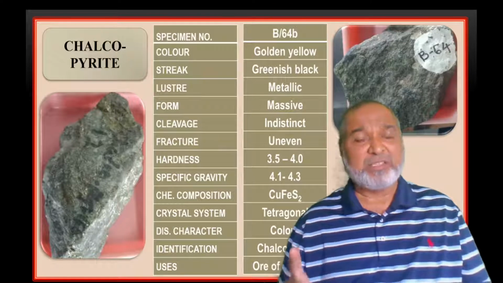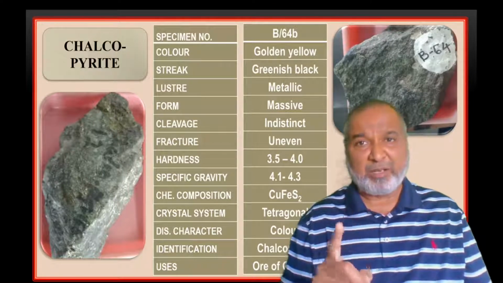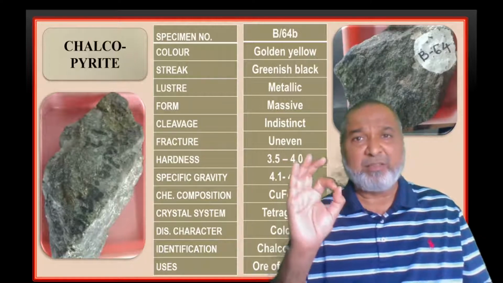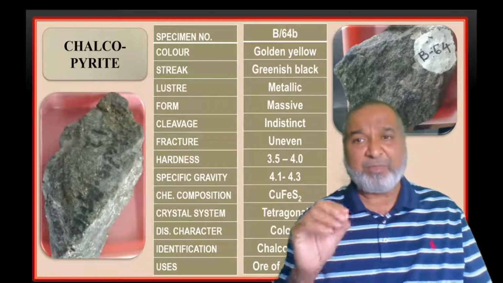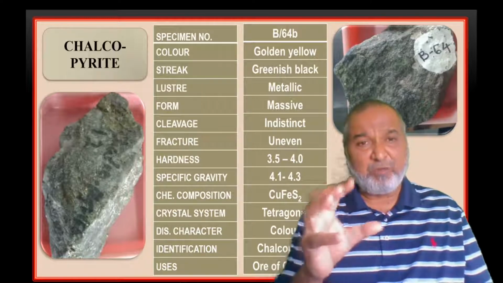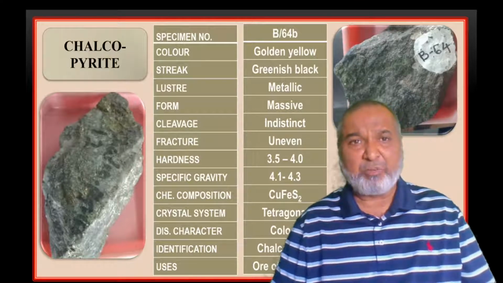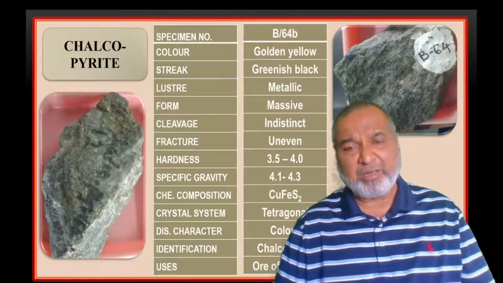And crystallographic system is tetragonal, and the distinguishing property is the golden yellow color. That is very important. With this one property, we'll identify the mineral chalcopyrite, and it is an ore of copper and ore of iron. In addition, whichever sample is there, like if you take the sample, this chalcopyrite from the Singhbhum area or Mayurbhanj area in Bihar.